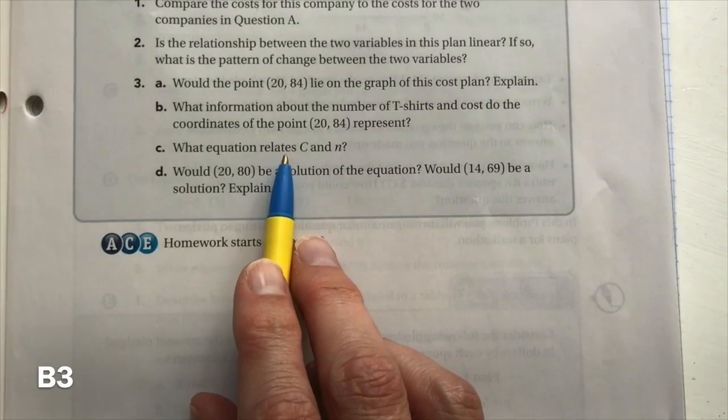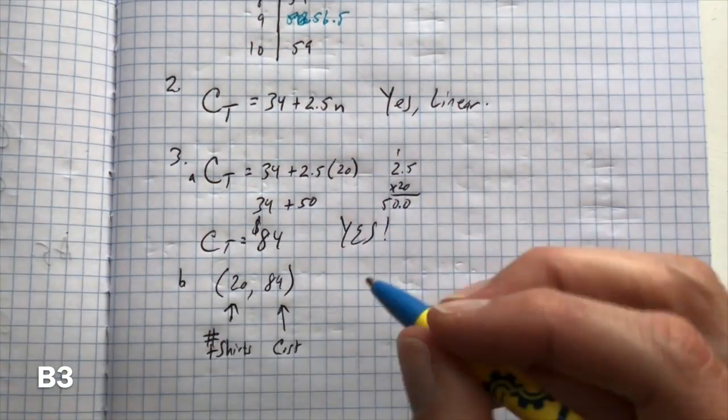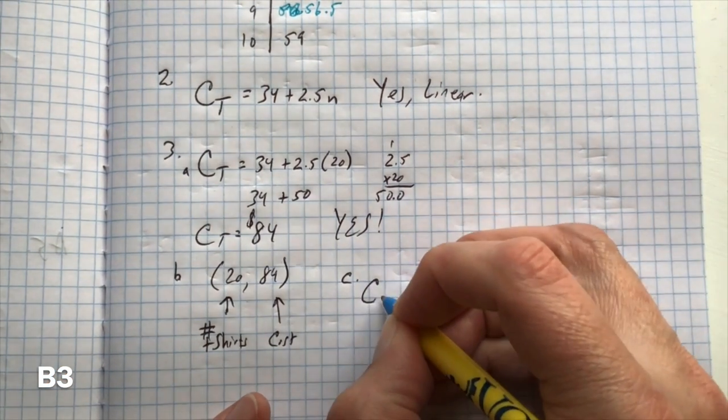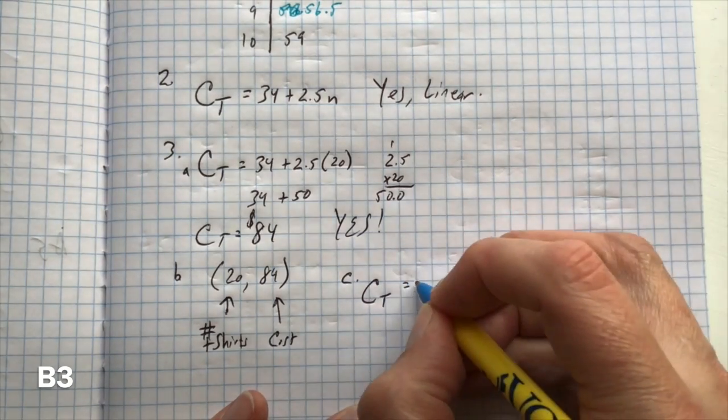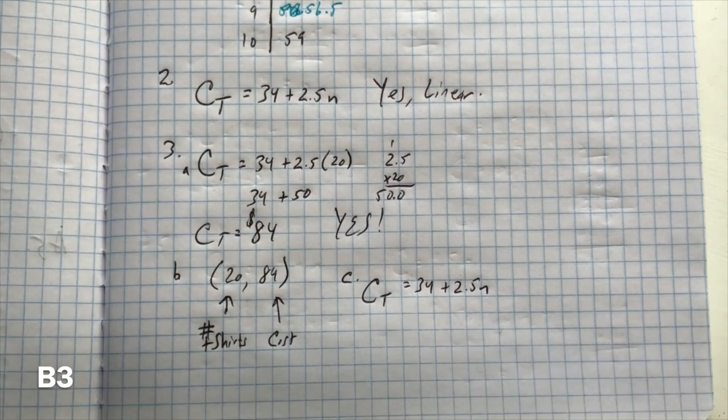C, what equation relates those? Hey, we did that out of order. We do that sometimes. So we would have here part C again. Our equation is going to be the cost, C, is equal to 34 plus 2.5 times n.